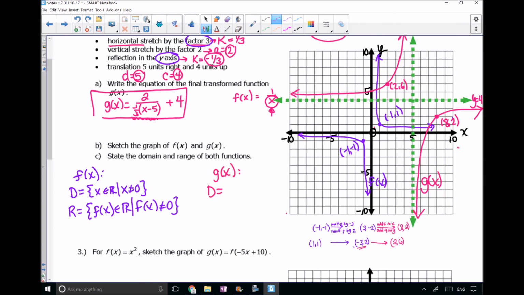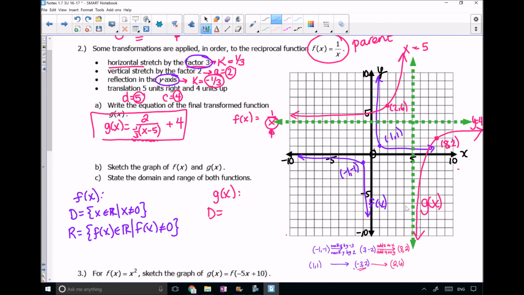So the domain right here is going to be the same thing. When I look at it, all real numbers work until I get to this x equals 5. It'll never touch x equals 5. So I'll say that the domain is x is an element of all reals except x cannot equal 5. Okay? And then our range right here, I'm going to say that g of x is an element of all the reals, such that when I look at it, I've got values on the y coordinates until I get to 4, so y cannot equal 4, or g of x cannot equal 4.